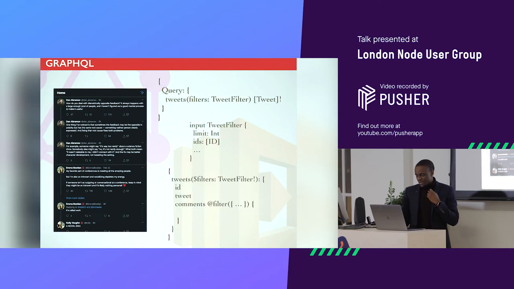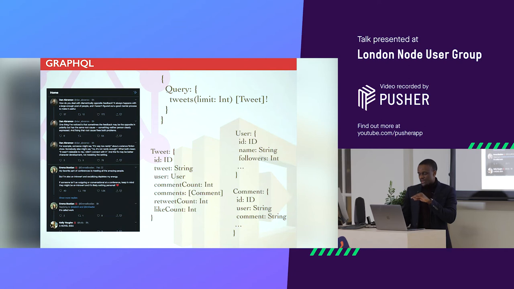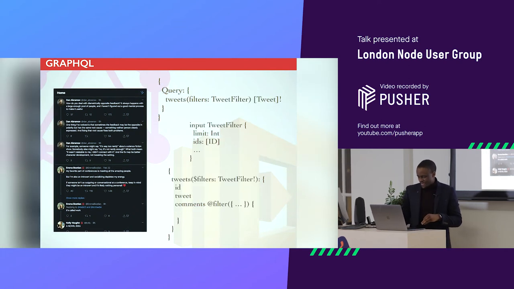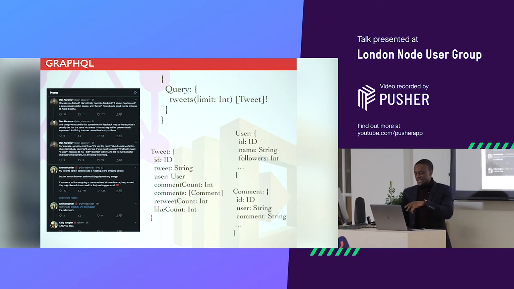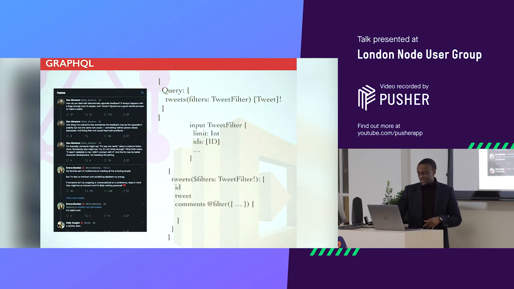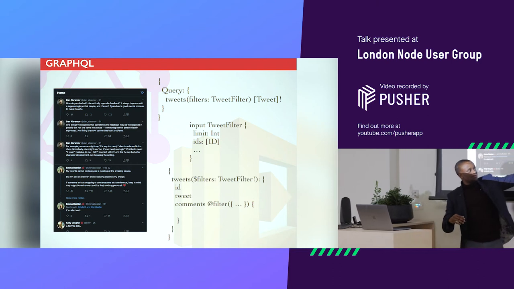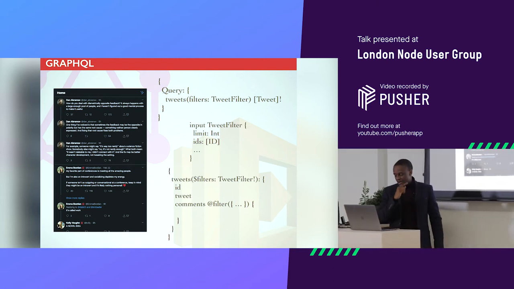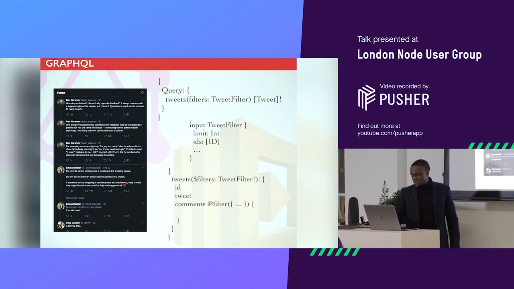Now on the front end, they only have to call tweets, and then from the tweets object, they can choose what they want. Okay, I'm kind of jumping ahead. Let's forget about the filters for the time being. Just think, on the front end, I can say call tweets, and in tweets, give me back ID, tweet, and comments. Now the front end controls what they want. The front end can say, okay, fine, give me the whole tweet object, or they can say, just give me ID or whatever. Now imagine how dynamic that is.